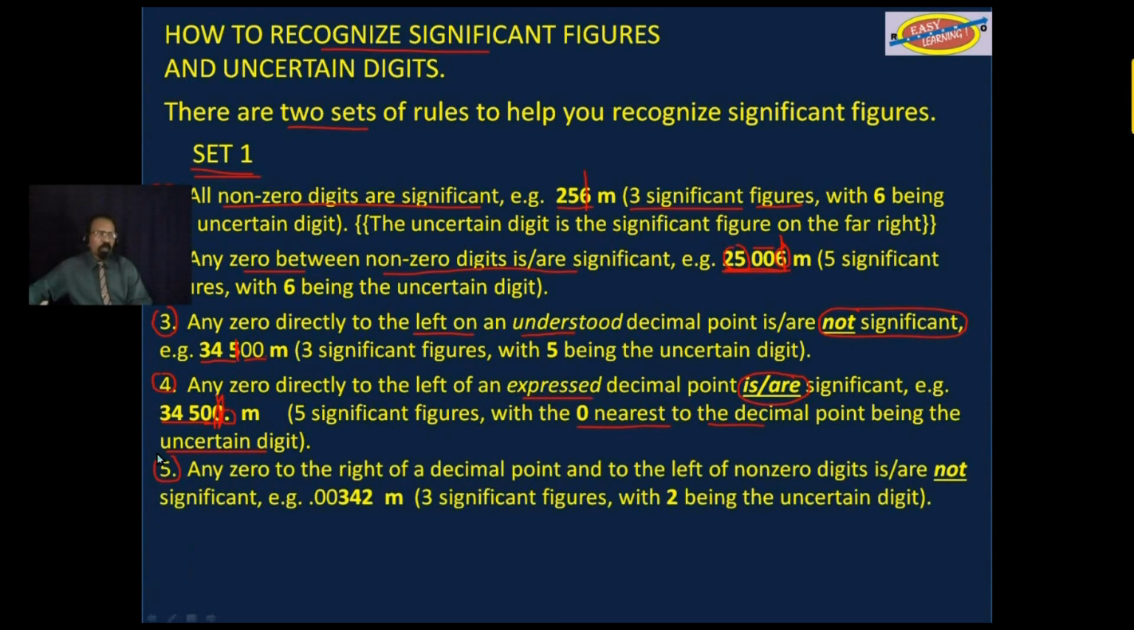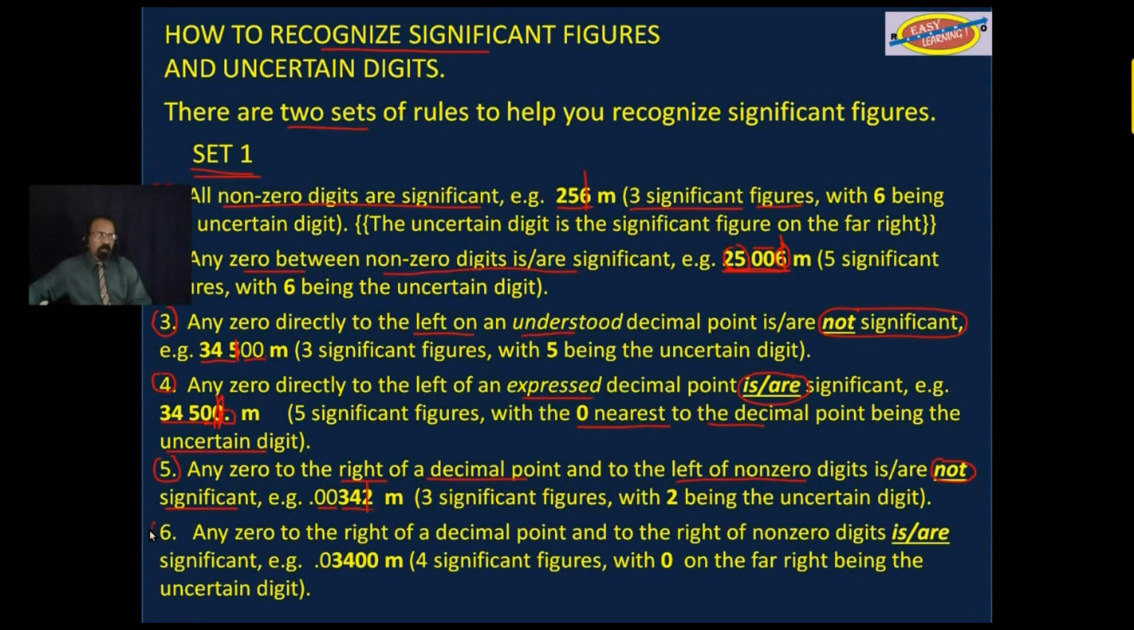Rule 5, any zero to the right of a decimal point but to the left of non-zero digits is not significant. If you look at a number 0.00342, these 2 zeros are immediately to the right of a decimal point and they are to the left of a non-zero digit. Therefore, those 2 zeros are considered not significant. So we have 3 significant figures and the uncertain digit is 2.